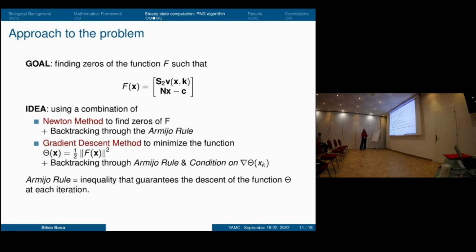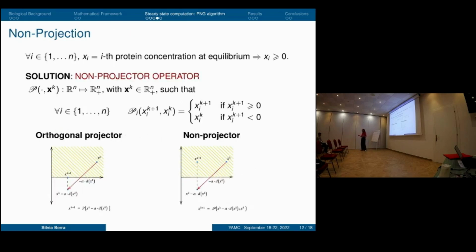And when I apply the gradient descent method, I also impose another condition on the choice of the step length, but we will see it later. Okay. We have also to remember that what we are looking for is concentrations of proteins. So obviously we can't have negative values for the components of the solution vector.